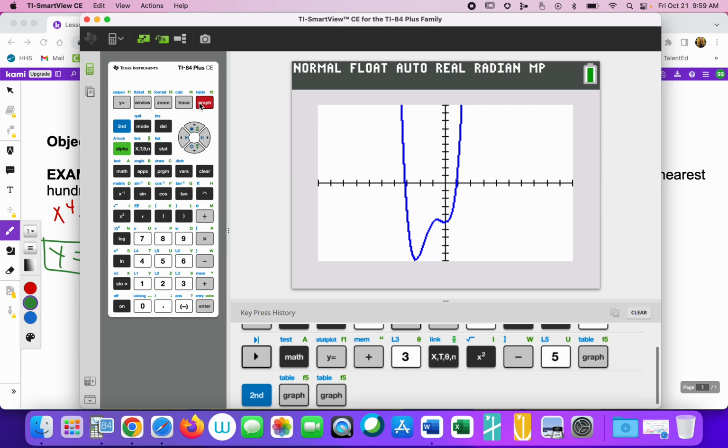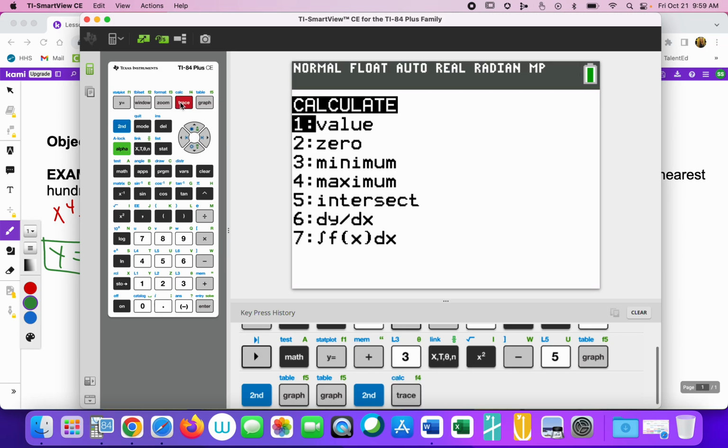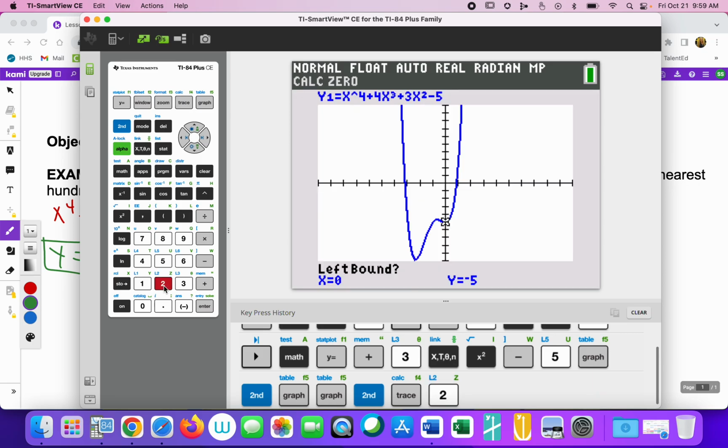Okay. If we want to calculate exactly what decimal this one is and what decimal this one is, we're going to do it twice. We go to second trace. Okay. Since we're finding the zeros, we're going to use option 2 for zeros. You can arrow down and you can hit the number 2.